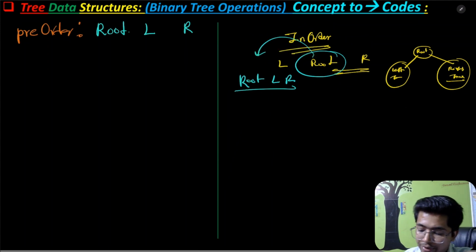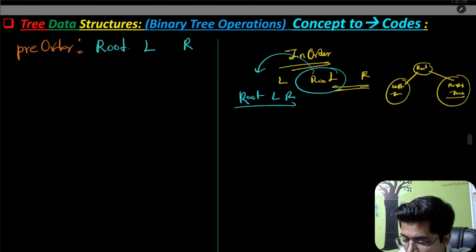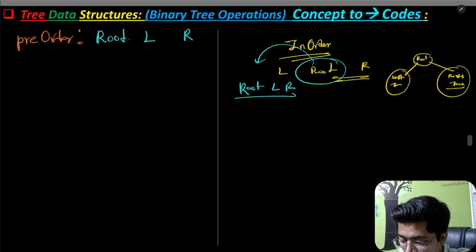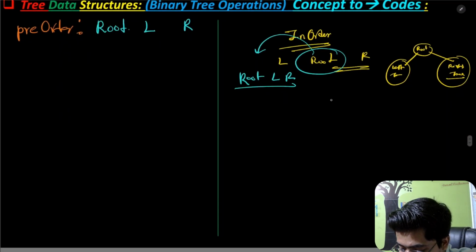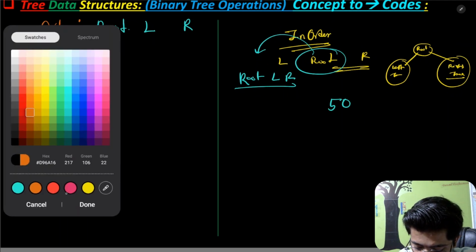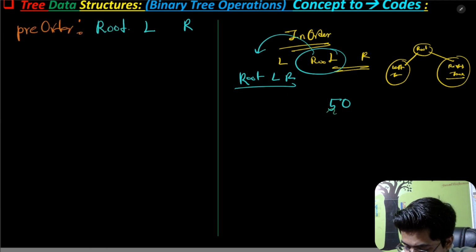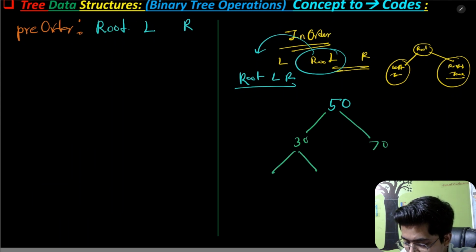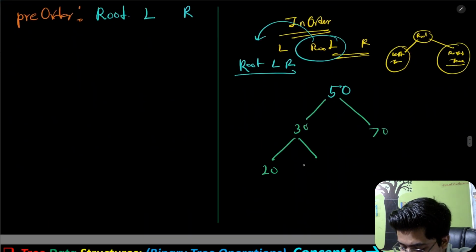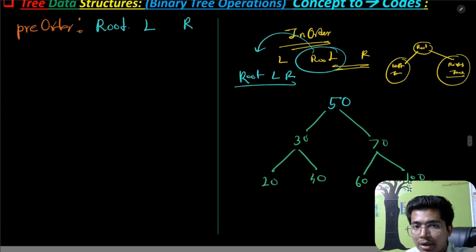Now we'll be creating a tree. So let's create a tree, and we'll be understanding with this example. We'll be taking the tree from here, that is 50, 30, 70. First we insert 50, then 30, then 70, and then we insert 20, 40, 60, and 100. So this is the tree we have right now.